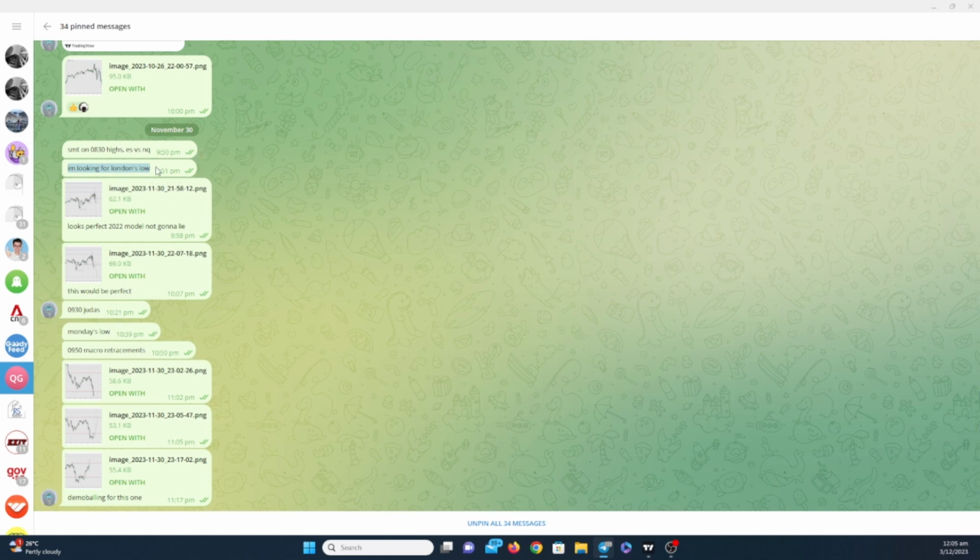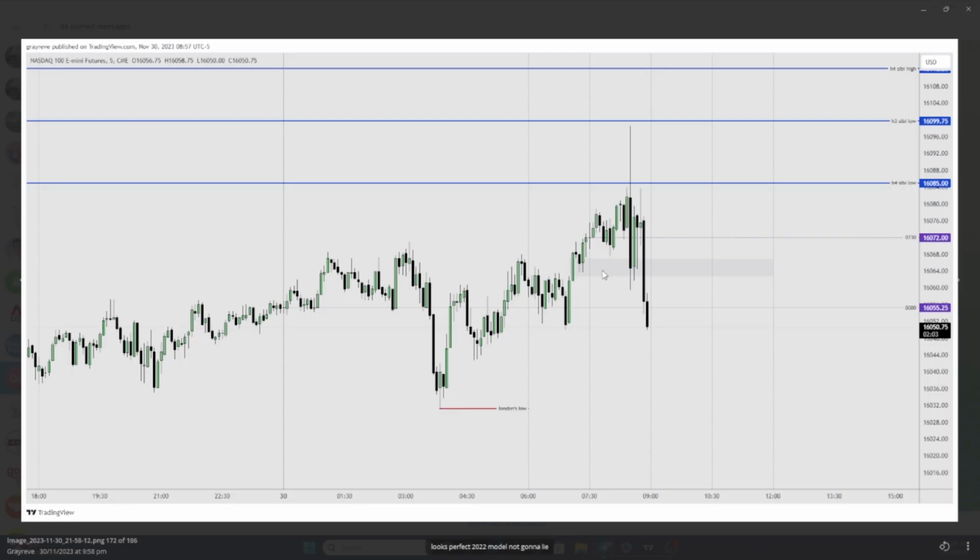Okay, so basically this is during 8:50, right? So 8:50 right here, I mentioned that I was looking for London's low. Okay, and right down here it looks like a 2022 model. So swing highs here, equal highs, relative equal highs, and then you've got this purge on liquidity. Market broke structure right down here at this low, and then right now we're looking for London's low at 8:50.